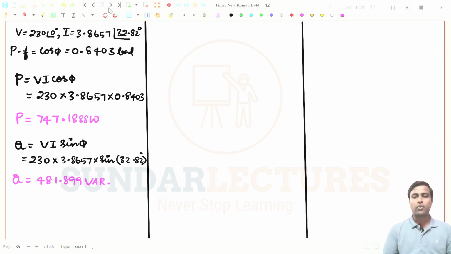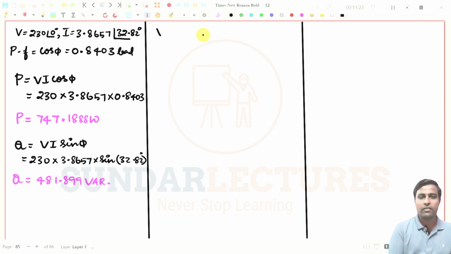I have just taken this one to explain how we can draw the phasor diagram with the help of the expressions, that is VL, VC and VR, right? So we will do that. It will be very helpful to understand the phasor diagram in an AC circuit, right? So we will go for it now.